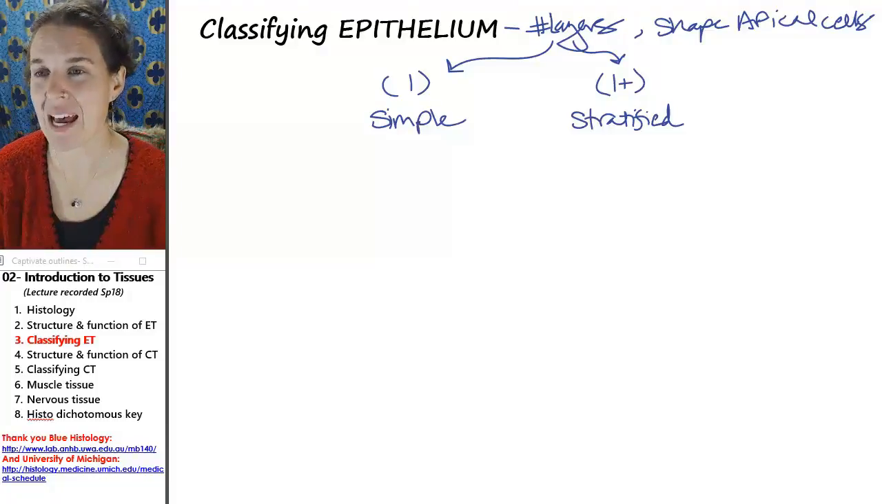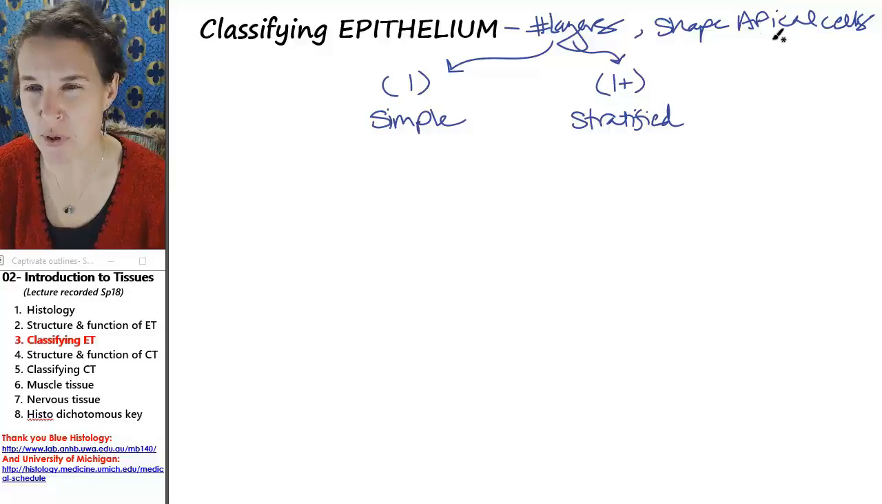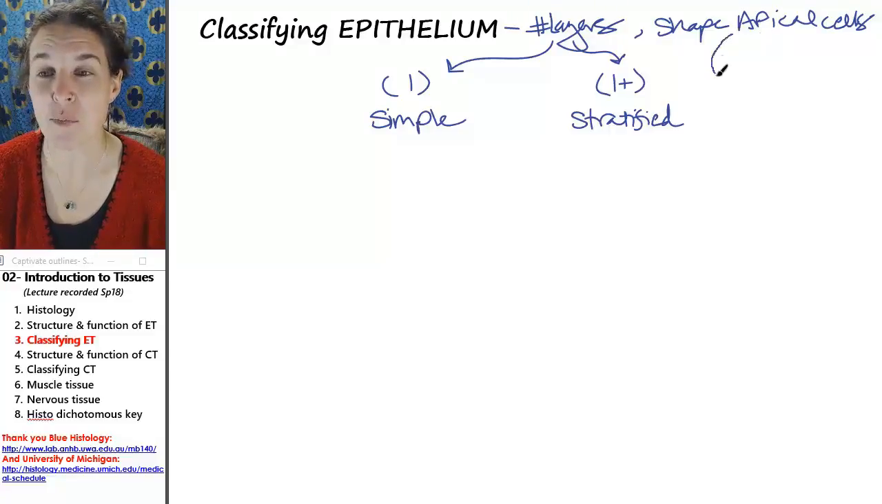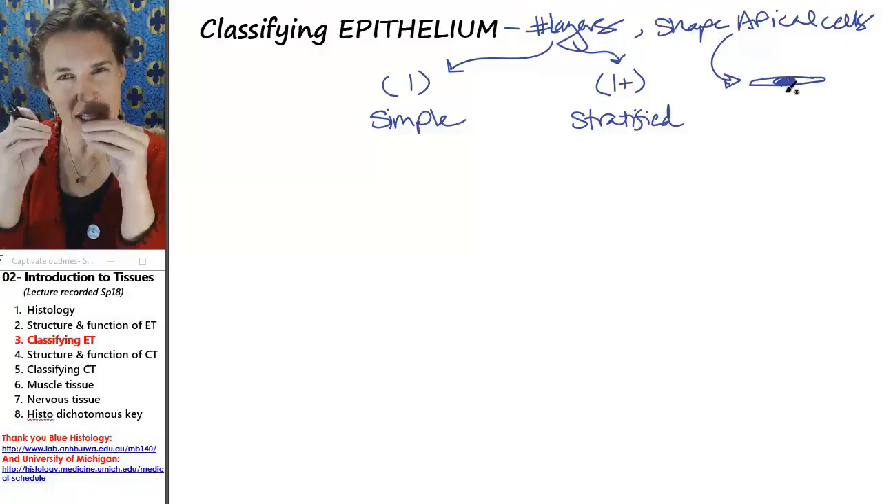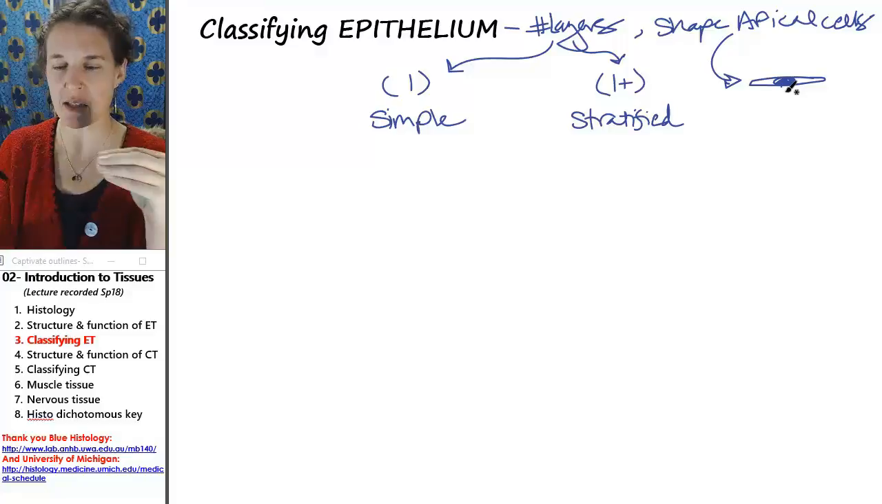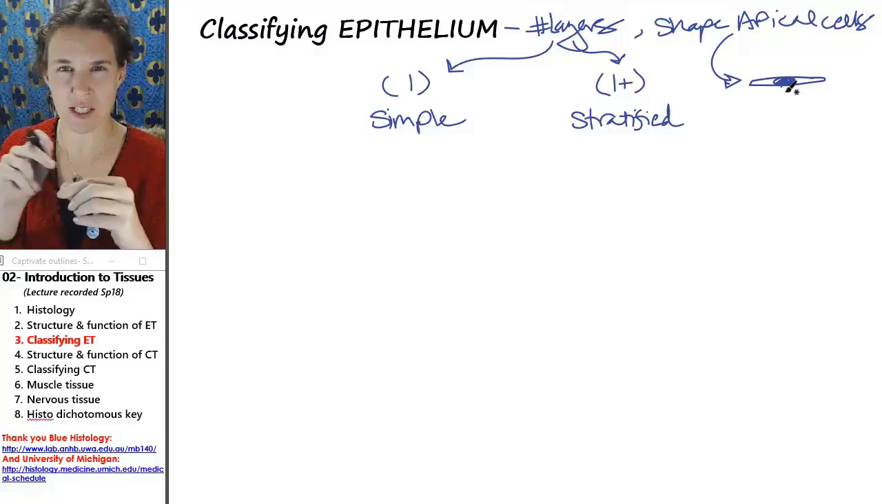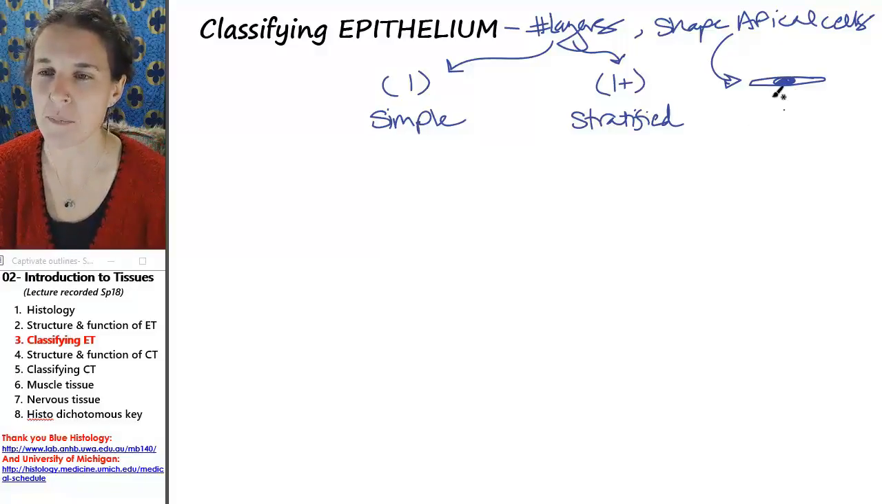We combine that with the shape of the apical cells, and we have three options for our shapes. We can have super flat cells. They almost look like little pancake cells or little fried egg cells. If they're flat, and even the nucleus gets kind of flat, although sometimes the cell is super flat and the nucleus is just a little bump in the cell, that's called a squamous shaped cell.